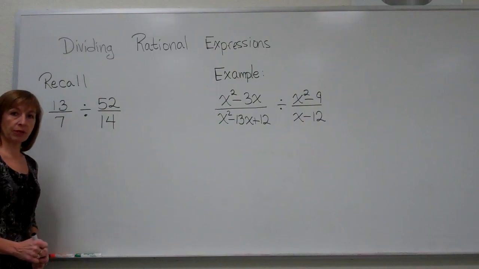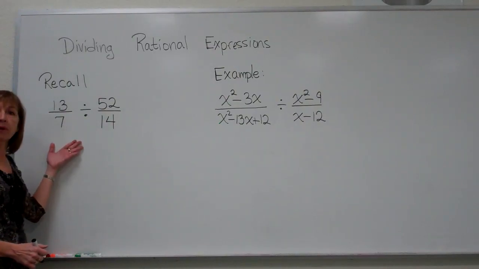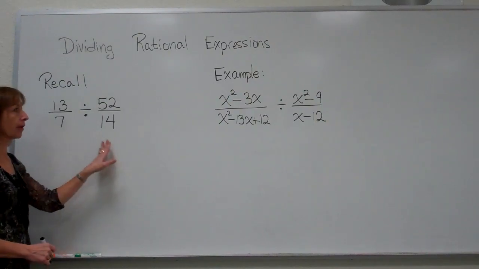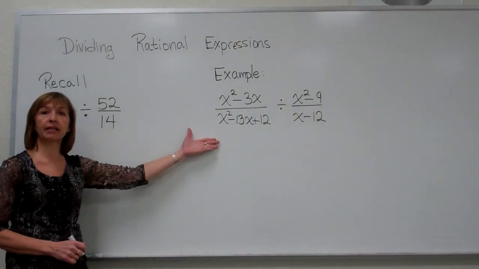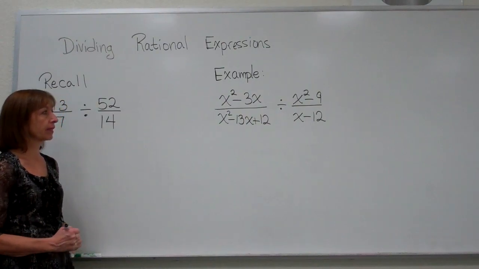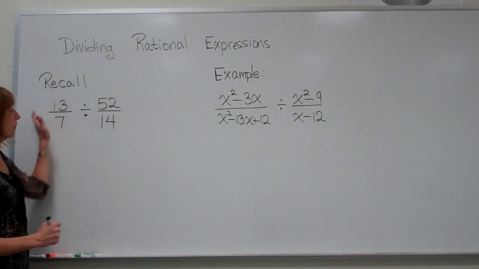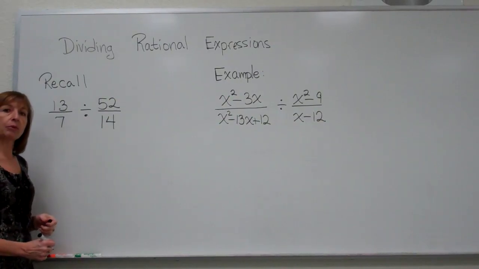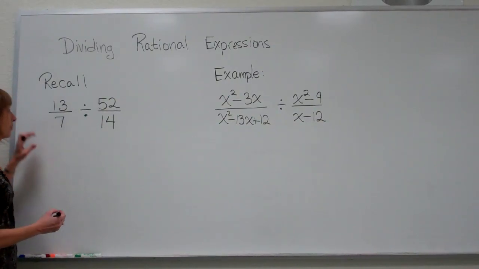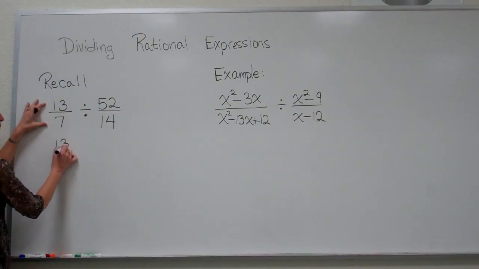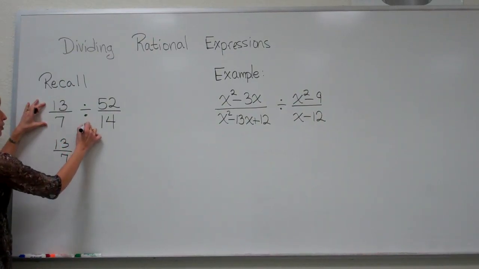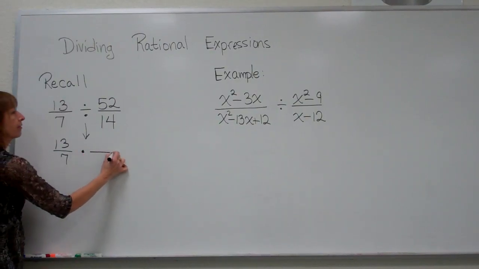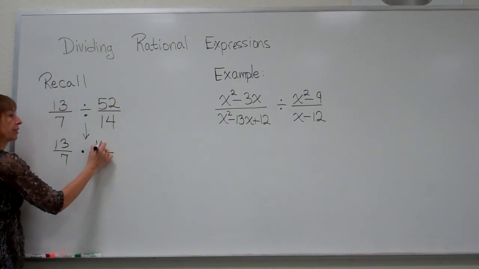To divide rational expressions, we want to make sure that we remember how to divide our numerical fractions and then carry that process across to when we're dividing our rational expressions. So let's first recall what we did when we had numerical fractions and we were asked to divide them. Remember, to divide numerical fractions, we kept the first fraction the way it was, changed the division to times, and flipped the second fraction over.